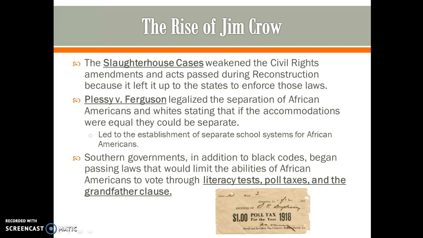In addition to the ending of Reconstruction, the Slaughterhouse Cases weakened the Civil Rights Amendments and acts passed during Reconstruction, and it left it up to the states to enforce the 13th, the 14th, and the 15th Amendment.